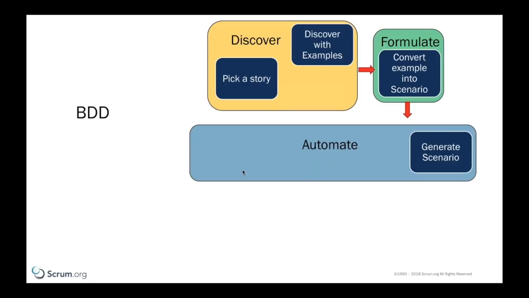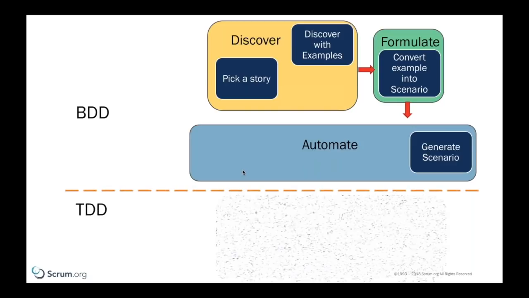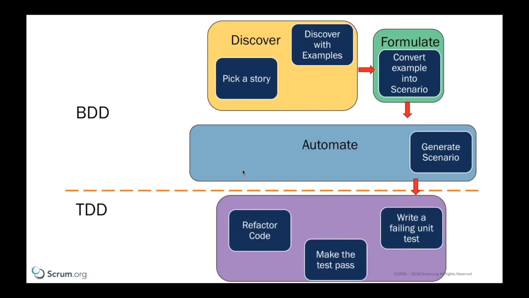Now, how do you write code? Hopefully, using test-driven development. You write a failing unit test, then you write the code to make the test pass, then you refactor the code, then you write another failing unit test, then you make the test pass, then you refactor the code until you get enough code that you're actually doing something reasonable that can then fulfill the scenario.